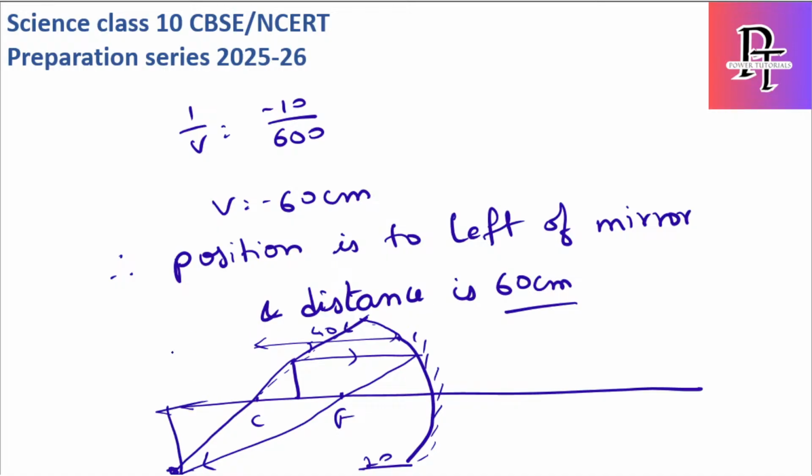So this way the distance is 60 here. Okay, hence you can see it is real and inverted, and the position is behind c, which means the distance is more than c, more than 40, which is 60 centimeters.